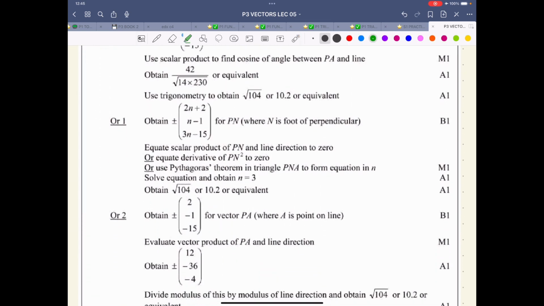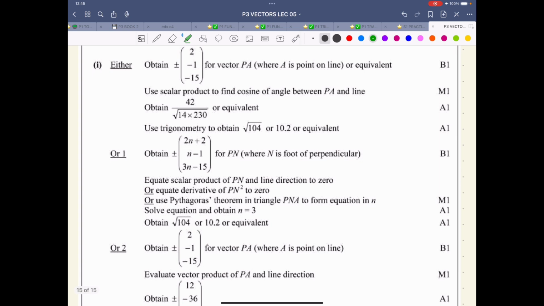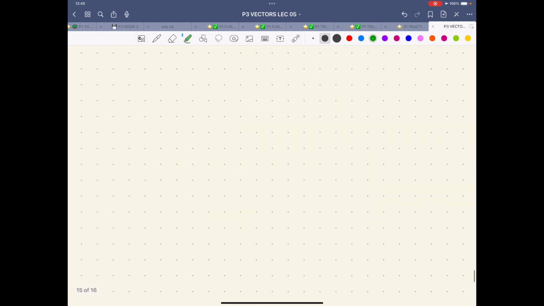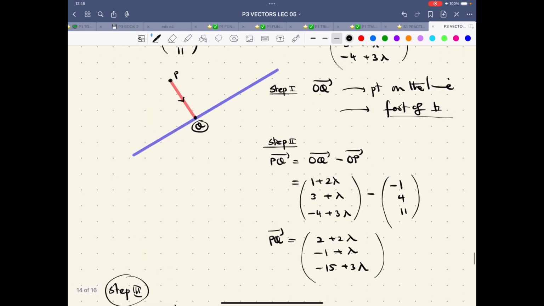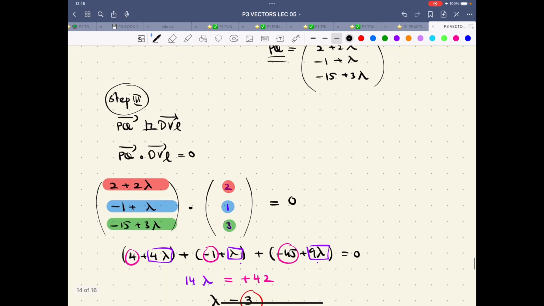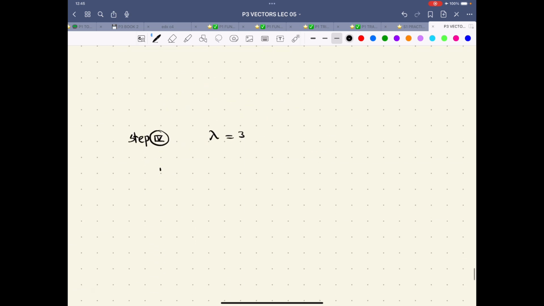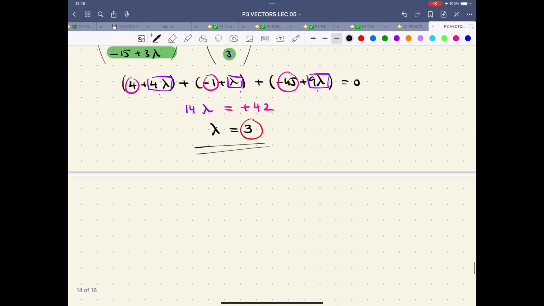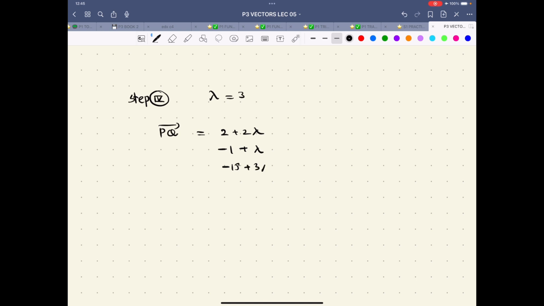Let's double check. So over here, they have used the symbol n, and the value of n is coming out to be 3. So now let's do the next 2 steps. So now step number 4. That is, you have obtained the value of lambda, and we are interested in the perpendicular distance. That is the magnitude of PQ. So therefore, let me write PQ once again. That is in terms of lambda, 2 plus 2 lambda, minus 1 plus lambda, and the other one is minus 15 plus 3 lambda.